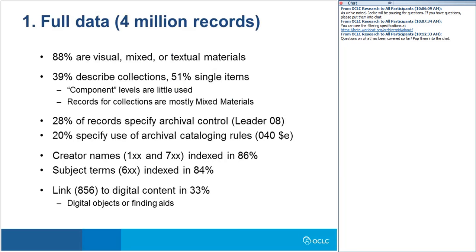So take a look at the numbers, the second bullet, for describing collections versus single items. Collection descriptions would have been a lot higher percentage before we added in all those other types of archival material. The numbers for creator names and subject terms are pretty good. On the other hand, there are about 15% of records that lack one or the other. I don't have the number, alas, for those that lack both.